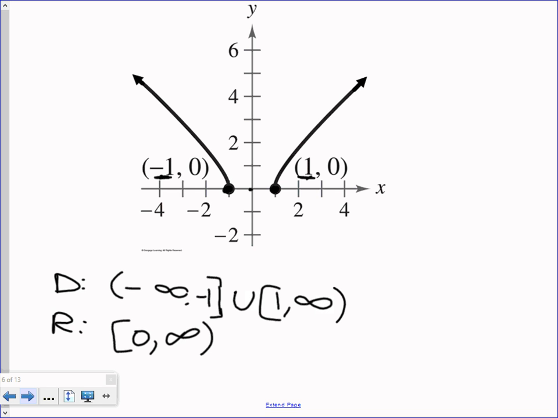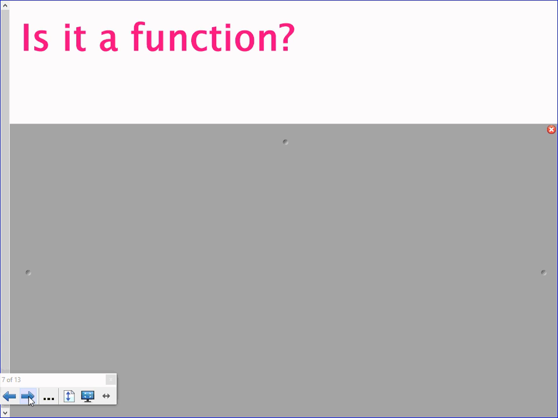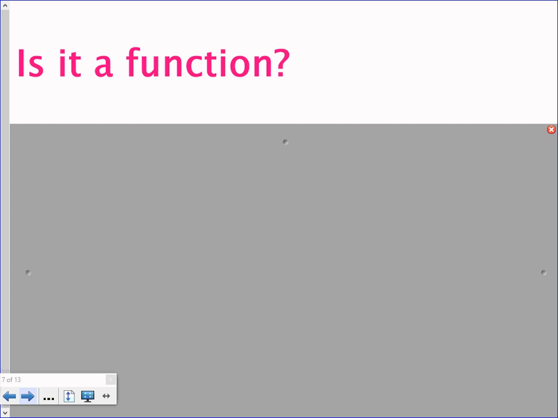Okay, next thing we want to talk about after domain and range is: is it a function? That's what that says. Is it a function? And so again, I'm going to have you do just a little bit of recall from Algebra 2 and before. What is a function? How do you know something's a function? And have a quick conversation with your group. What's a function? How do you know something's a function?